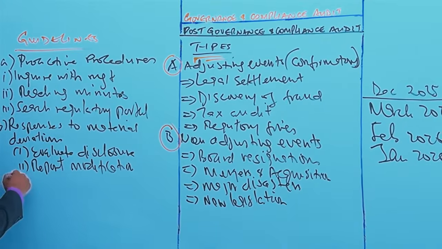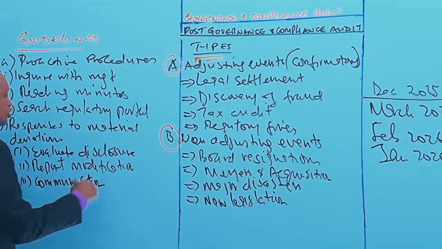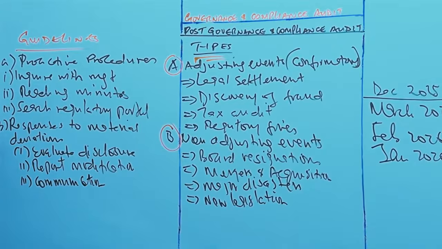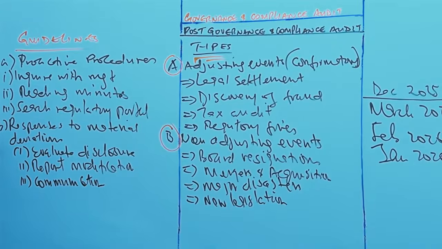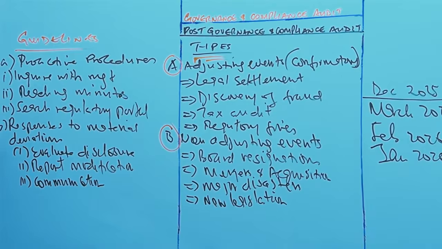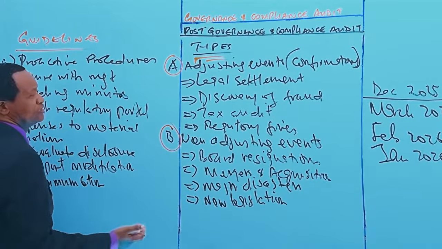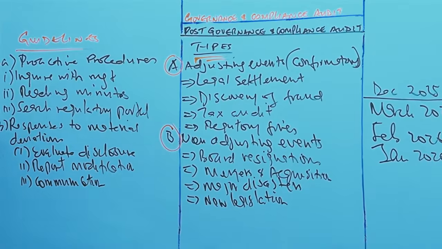Then number 3, communication. Communicate. Inform those charged with governance immediately in order to discuss how the events impact the final scoring. You have to communicate immediately. Those charged with governance, that could be the audit committee, the board of directors, the CEO, the senior management, and so on, including the company secretary.